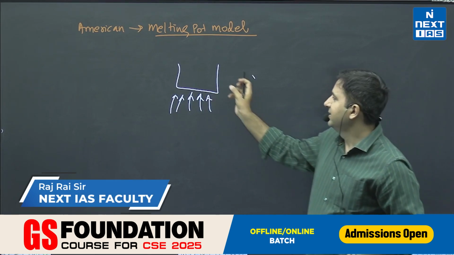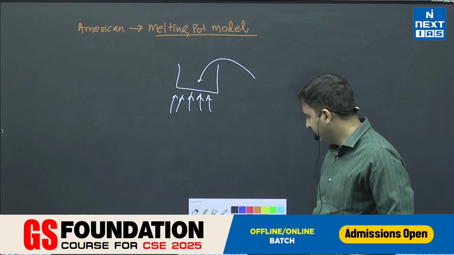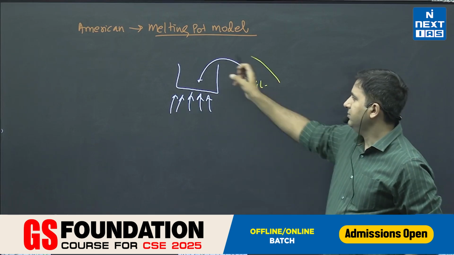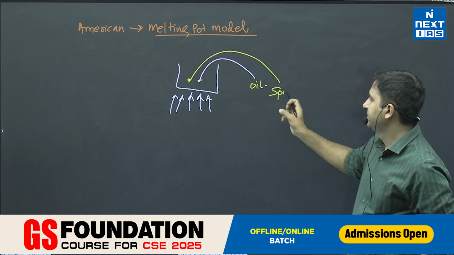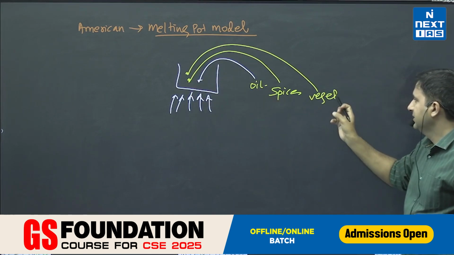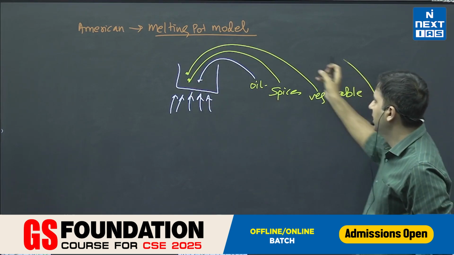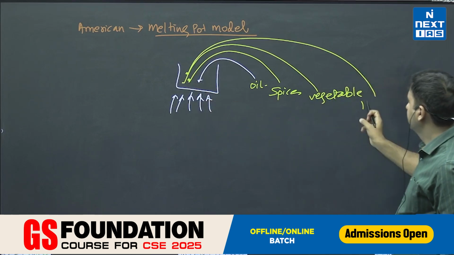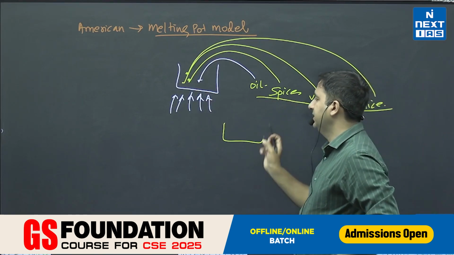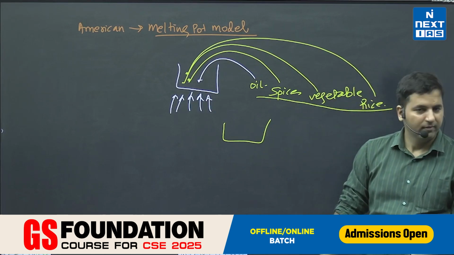So this person took a challenge and cooked a very safe dish. They added some oil, they added some spices, they added some vegetables, and lastly they added some rice and cooked it. And after it is prepared, they present this dish to the family members, right?